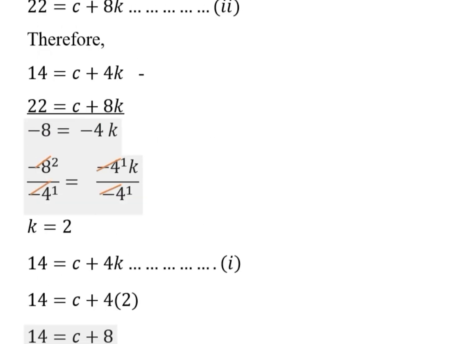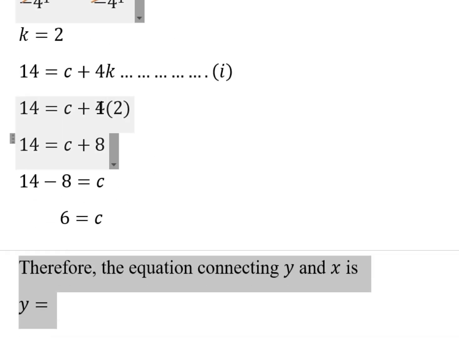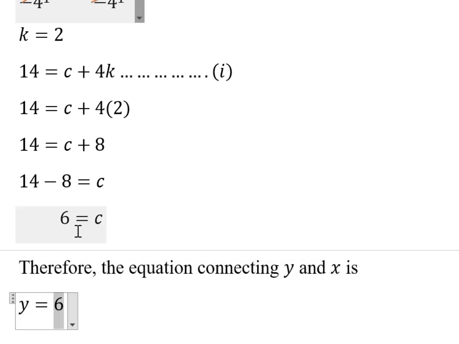We can substitute them in this incomplete equation and it will be complete. So we shall write, therefore the equation connecting y and x is y is equal to 6 plus 2x, like that. So that is the law or the equation connecting y and x.